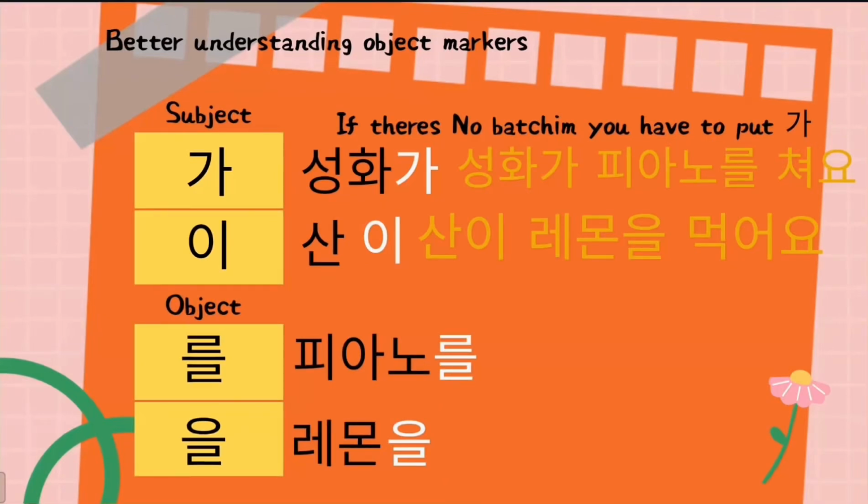Based on our chart from earlier, we know that for Sangwa, we would use ga because it ends in a vowel, and piano would become reul. So the sentence would become Sangwa가 피아노를 좋아해요. And we know that San would end with i because it has a consonant ending, and lemon would end with eul. So that makes the sentence 산이 레몬을 먹어요.